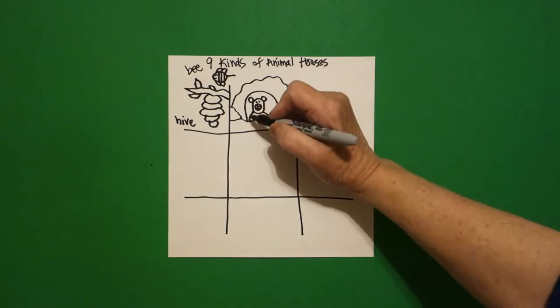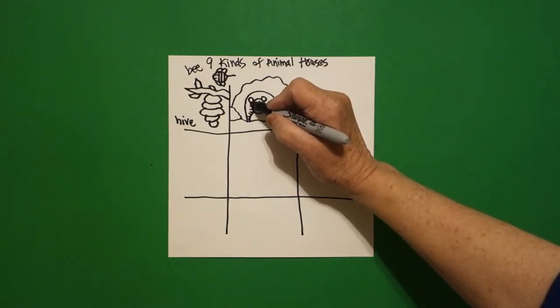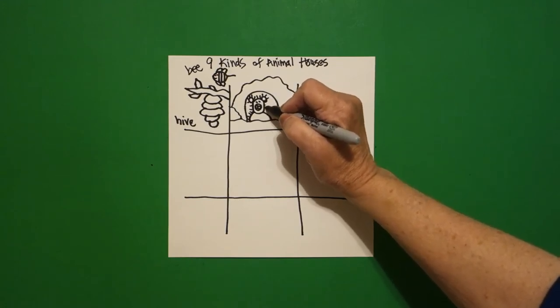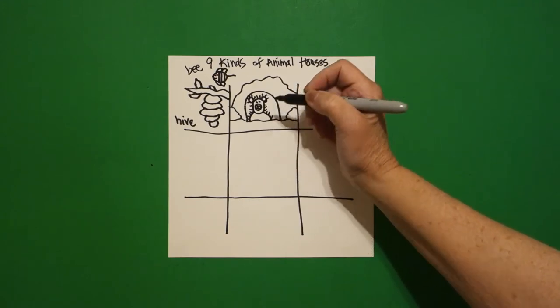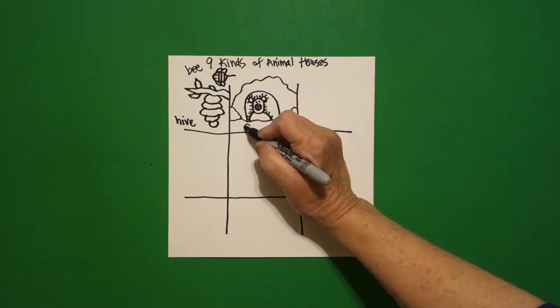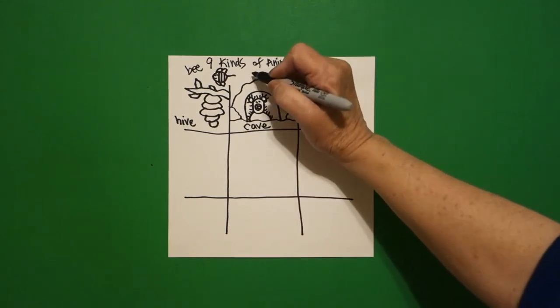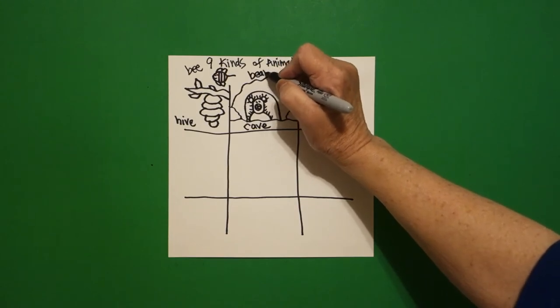if you can fit it. Around the edge, we're going to put little fur lines, which are straight lines, all the way down and around. Because this house is a cave, and inside the cave is a bear.